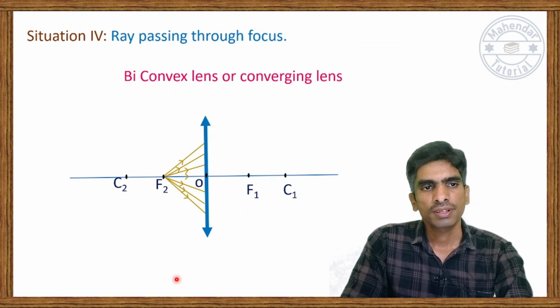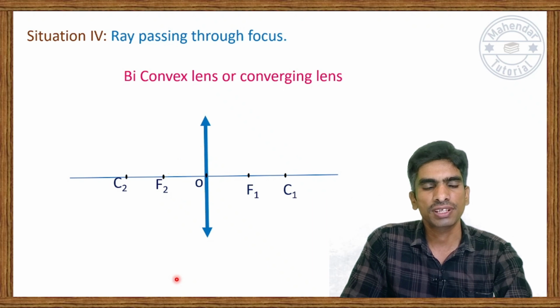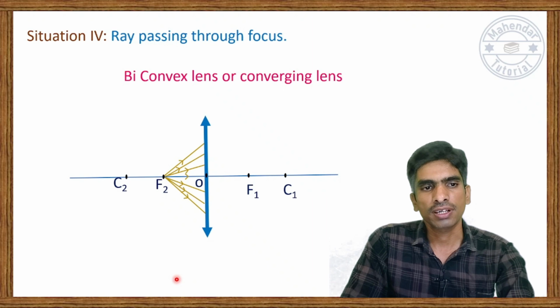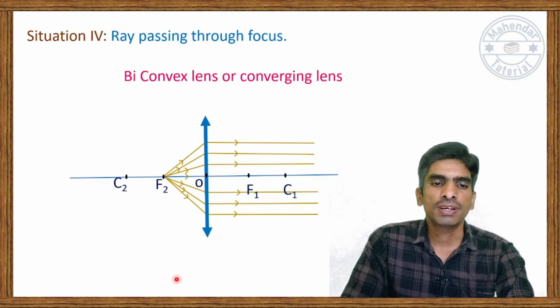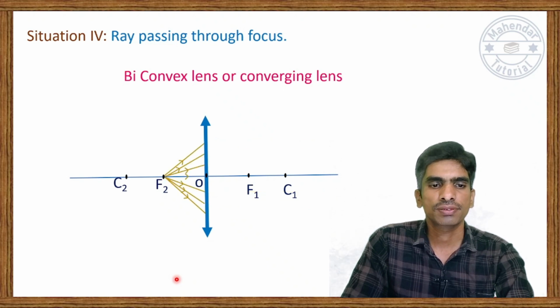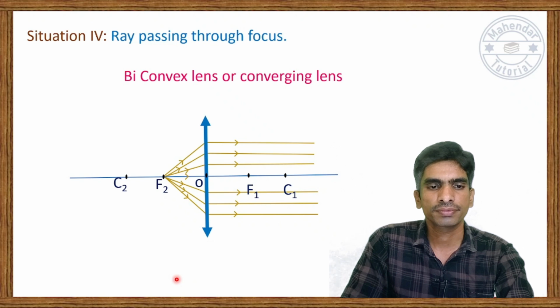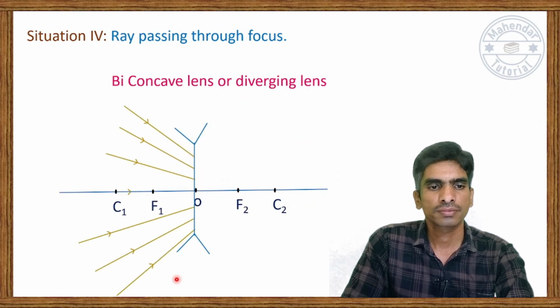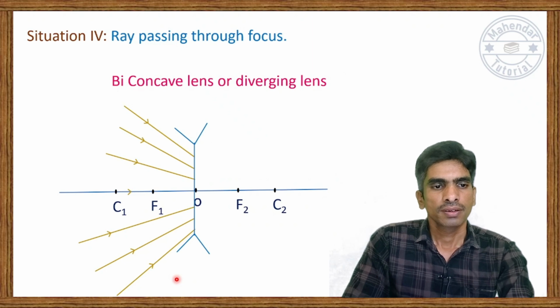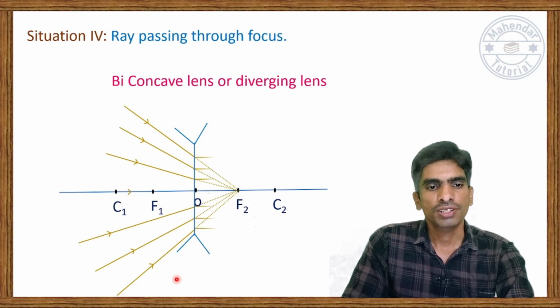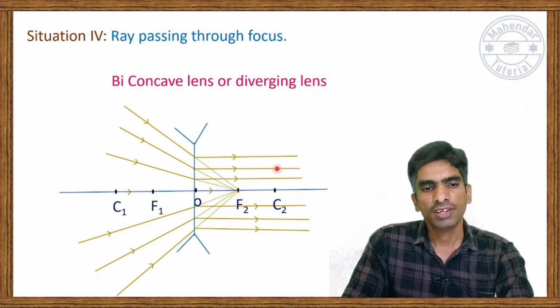Now the fourth case, ray passing through the focus. Biconvex lens or converging lens we see. The rays which are starting from the focus, after refraction the rays will be parallel to the principal axis. You can see one more time. See the rays passing through the focus, after refraction these refracted rays are parallel to the principal axis. We are looking now at the biconcave lens or diverging lens.